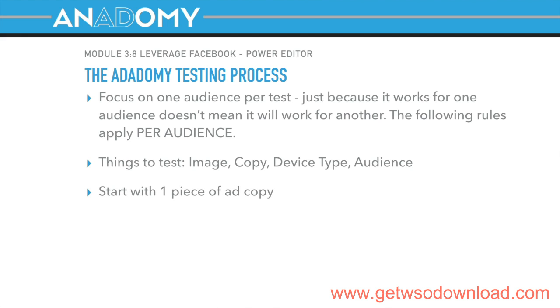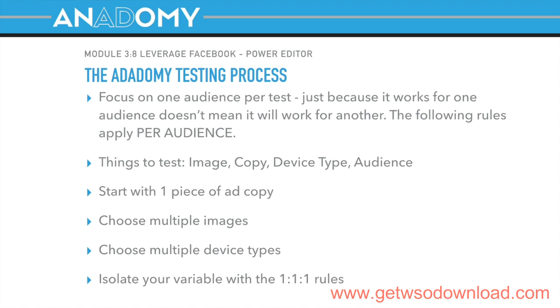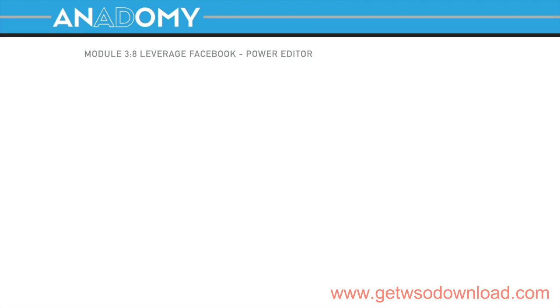So you're going to start with one piece of ad copy. You're going to choose multiple images for that ad copy, and you're going to choose multiple different device types. Each of them, of course, in their own separate ad set with one ad per ad set. You're going to isolate all your variables with the 1-to-1-to-1 method, of course, which I just mentioned. One image per ad, one ad per ad set. So that's a basic list of rules you can follow, but what I want to do is create this little infographic to really show it visually what this is going to look like. This is the anatomy testing process.